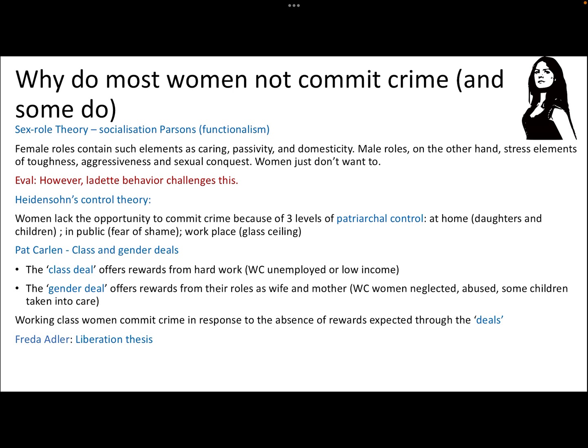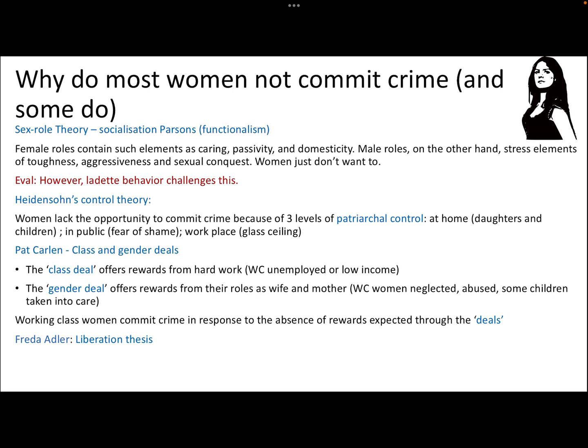They'd often been abandoned to raise children by themselves, so they didn't have any financial support. And a number of them also had their children taken into care. So in that sense, they didn't even get the reward of being a mother. They didn't get that relationship. And she argued that as a result, many working class women commit crime because they are not getting these sorts of rewards through these deals. So, for example, if your kids get taken into care, you might commit crimes associated with drug abuse and drug use because you might think, well, I haven't got anything to lose, or you might be so distressed by the fact that that's happened.